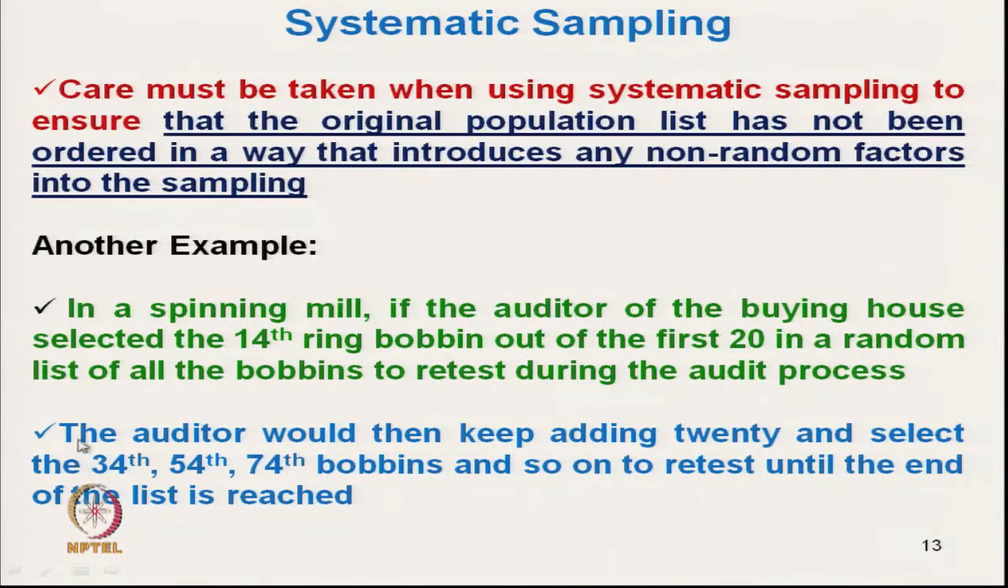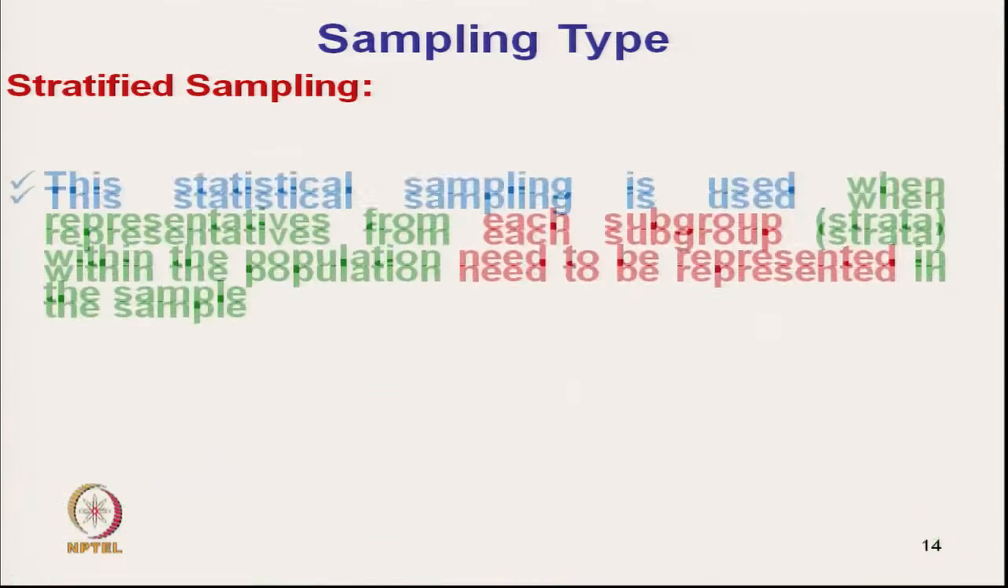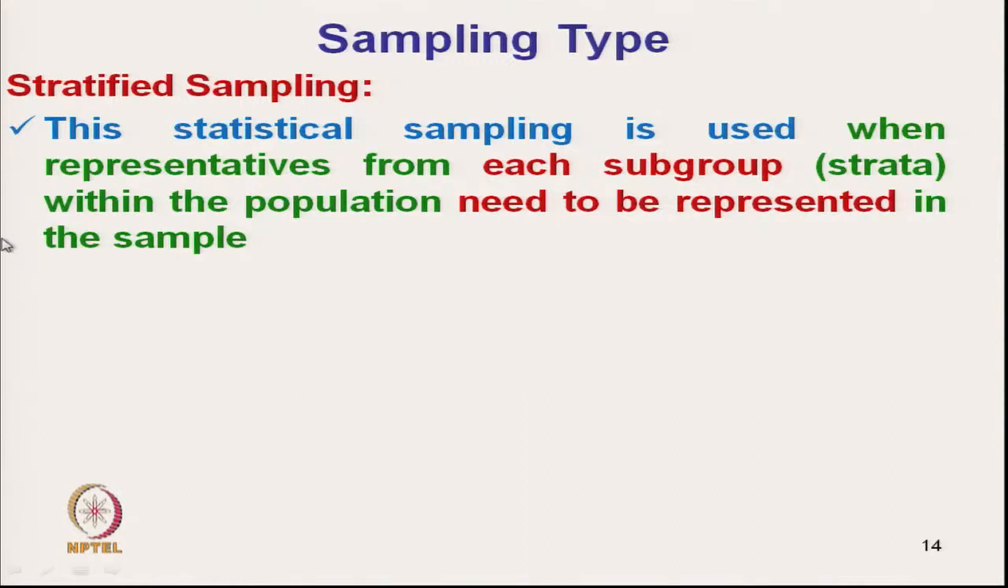After systematic sampling, next is stratified sampling, which is also a statistical sampling method. This sampling is used when a representative from each subgroup, known as strata, within the population needs to be represented in the sample. It is not like random sampling; random sampling may or may not incorporate a particular group.